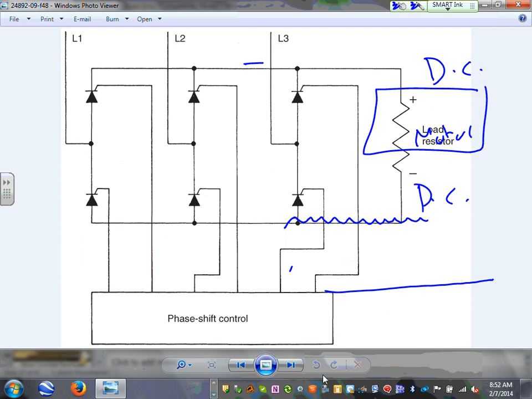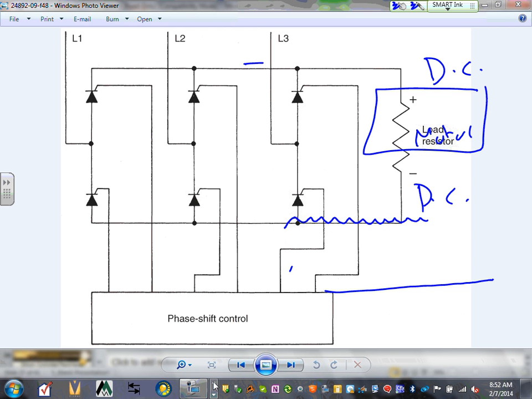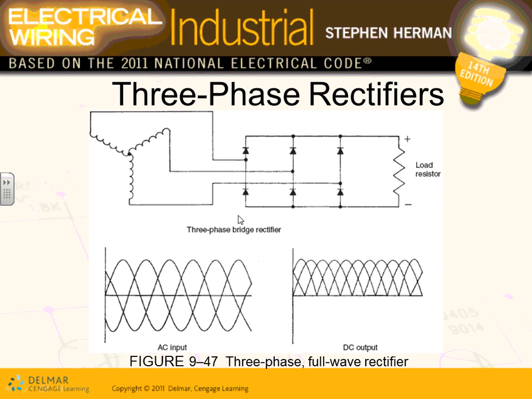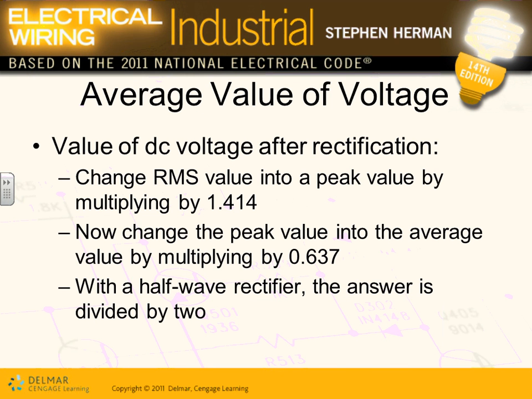So let's go directly into the conversion. That's how you get the DC source from an AC in this day and age, not from batteries. This just talks about how you calculate an average of a voltage. So first you multiply your RMS by this number.